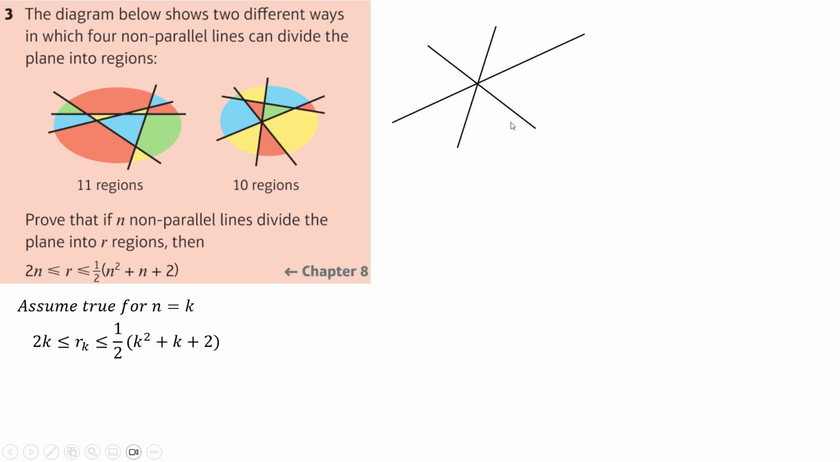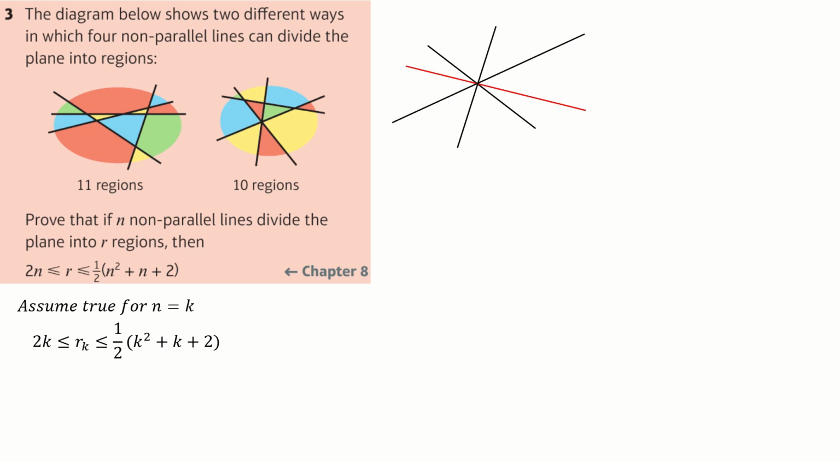When we add the next line, I need to go over the case that creates the least number of regions, and then the case that creates the most, and then I don't care about the cases in between because they're just in between. So the case that creates the least regions is when all the lines meet at a single point. And when you draw in another line, all that line does is split 2 regions into 2, therefore adding 2 regions.